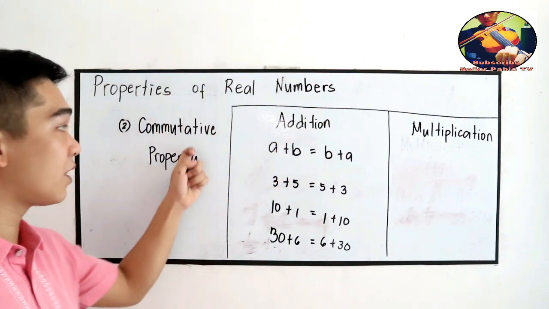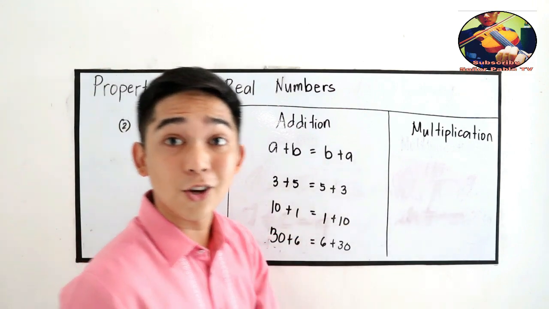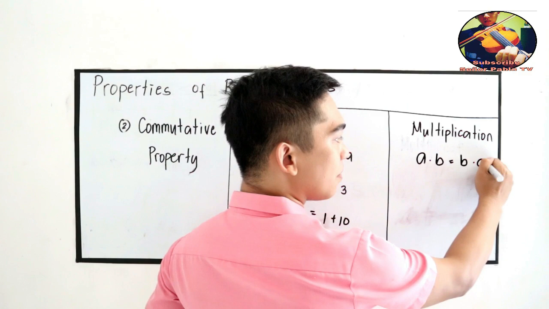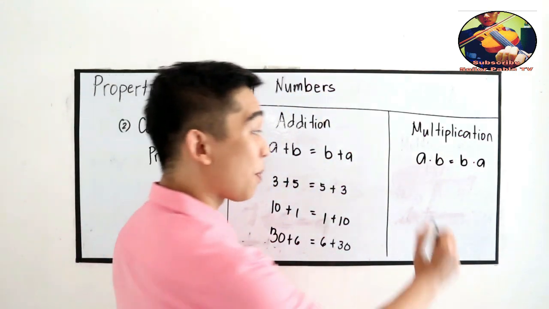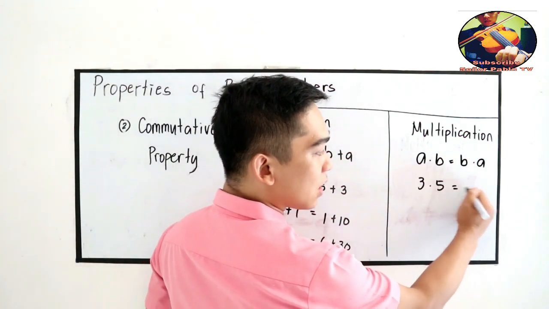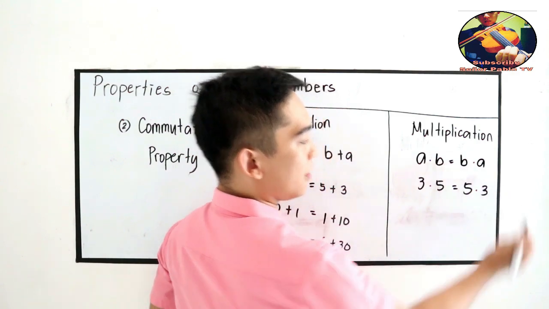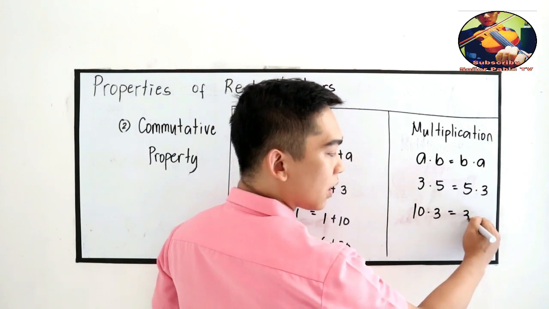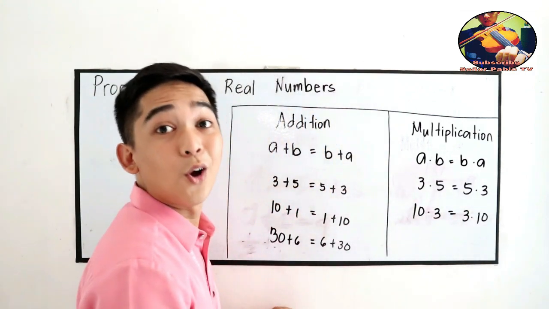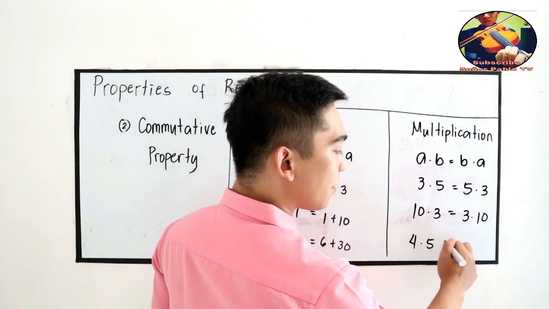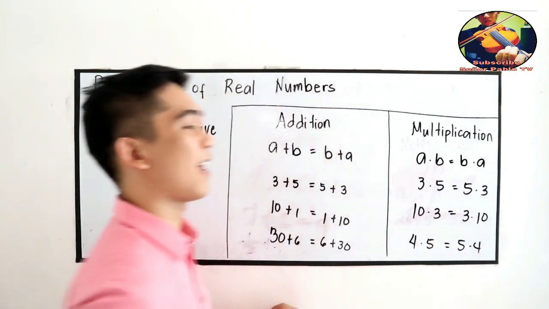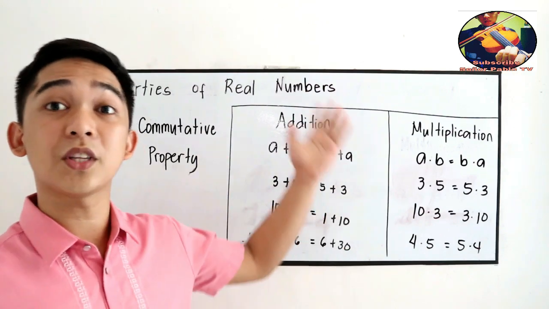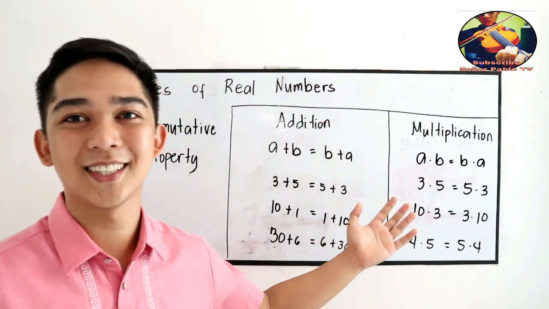Next, let's proceed to the commutative property of multiplication. Likewise, if we have A times B, it is equal to B times A. So 3 times 5 is equal to 5 times 3. Or 10 times 3 is equal to 3 times 10. Or 4 times 5 is equal to 5 times 4. That is how easy the commutative property of addition and multiplication is.